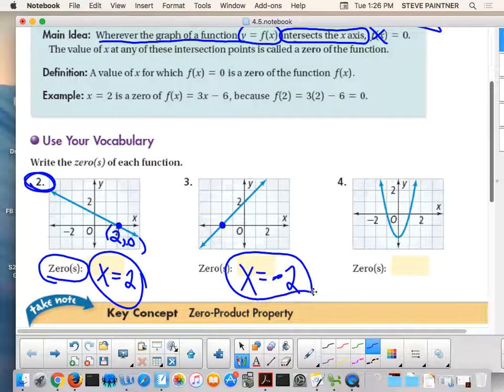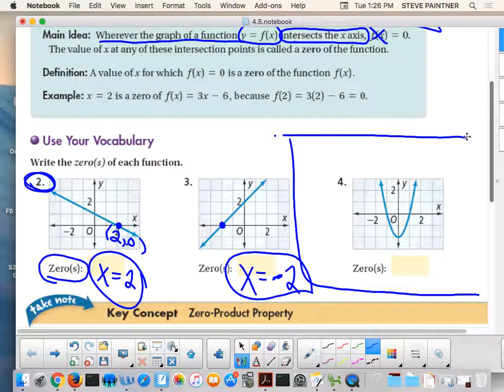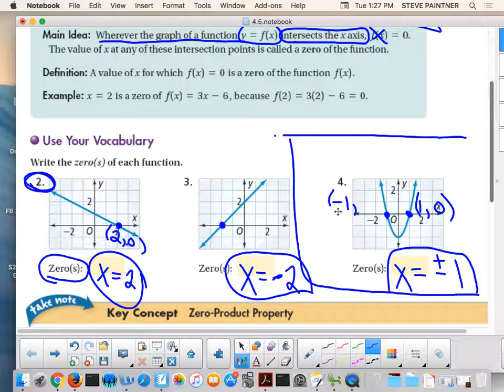Now, if you run into a parabola, which is what we're really doing today, we're really not doing lines. This is what we're doing. Parabolas can touch the x-axis twice. So what's the zero in this one? 1 and -1. Here I just said x equals plus or minus 1. If I let x be 1, I get out 0. Here, if I let x be -1, I get out 0. So the zeros are whatever x value gives you 0.